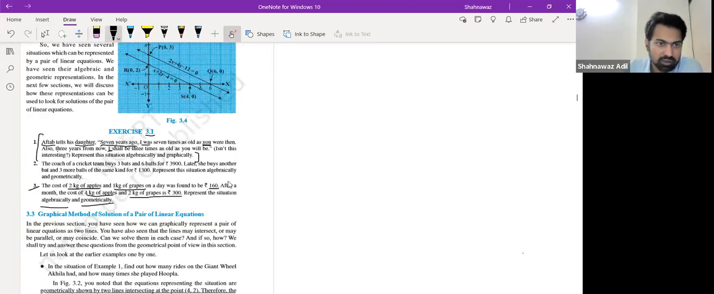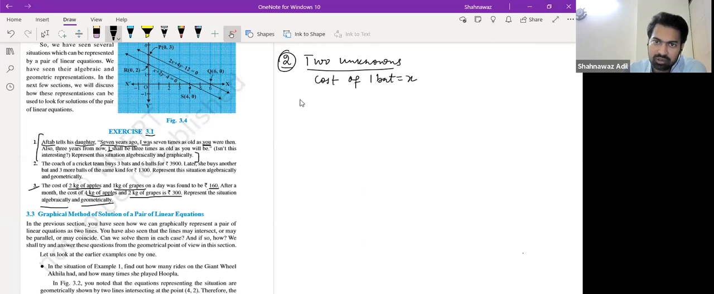So the coach of a cricket team buys 3 bats and 6 balls for 3,900. So the first question that we should ask in this chapter is, what are the two unknowns? Let the cost of one bat be x and the cost of one ball be y.